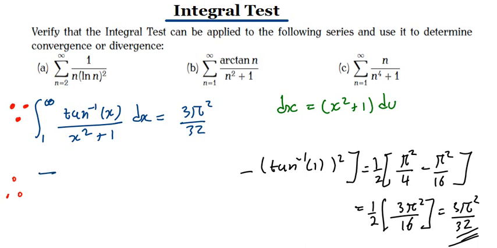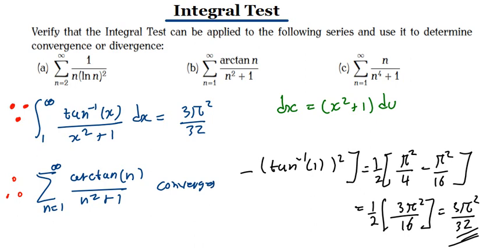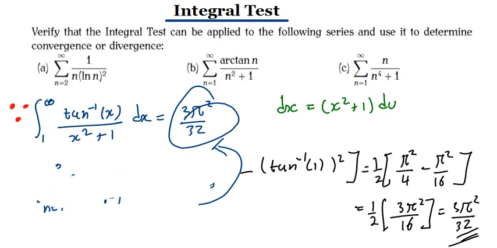Therefore the series a sub n, which is written as the infinite sum from n equals 1 of arctan n divided by n squared plus 1, converges to this value here that we have found. Okay, so yeah, that's how we come up with that one. Let's look at the last example.